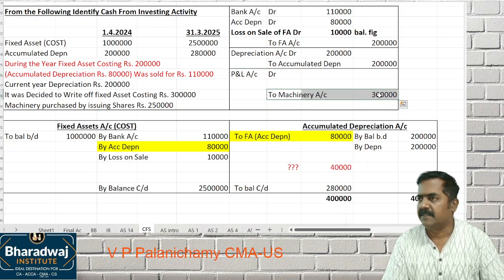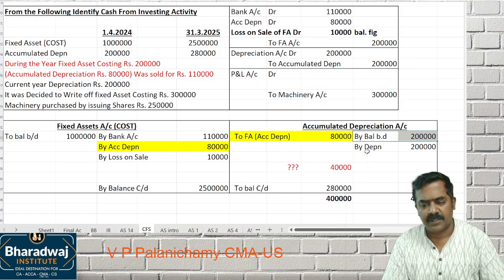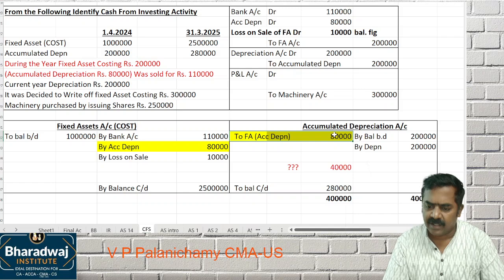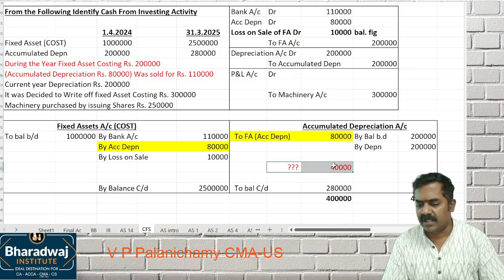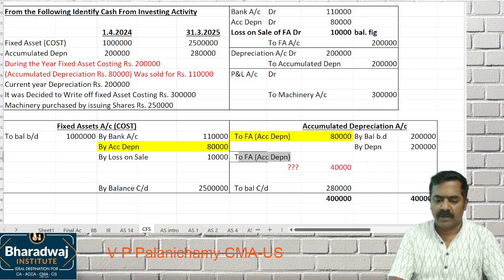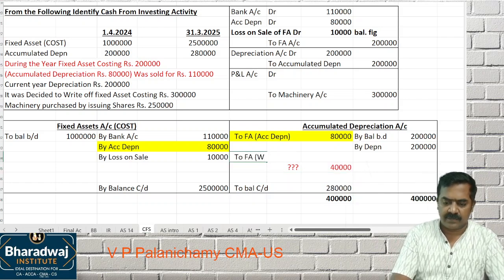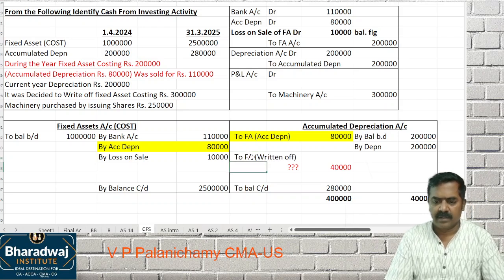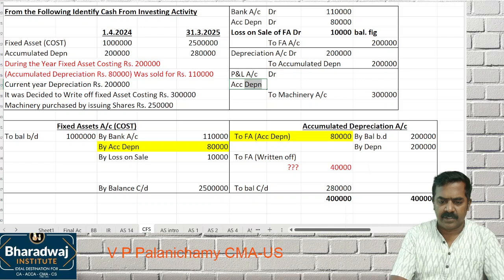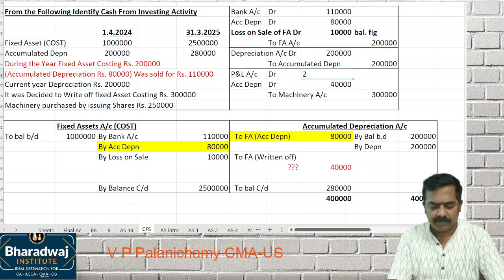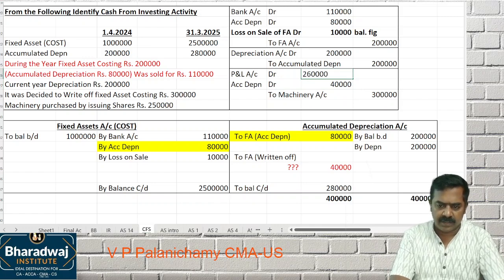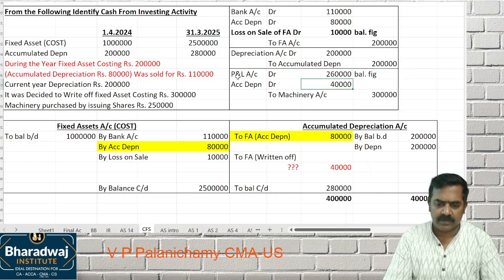This depreciation written off. See, we posted opening balance, we posted current year depreciation, we posted depreciation on the asset sold, closing balance also we recorded. Still there is a balance. This is attributable to which one? Fixed asset written off. Okay, so accumulated depreciation account debit, how much? 40,000. How much you write off in P&L account? 2 lakh 60,000. You write off in P&L account.